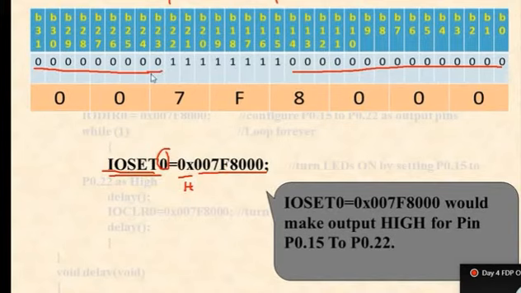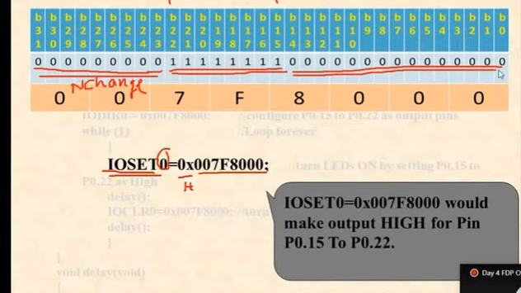See, very important. If you write 1 here, then that pin will become 1. But if you write 0 here, it doesn't mean that pin will become 0. If you write 0, it is no change. So only these pins will become 1, and the rest are no change. So only these LEDs will turn on.